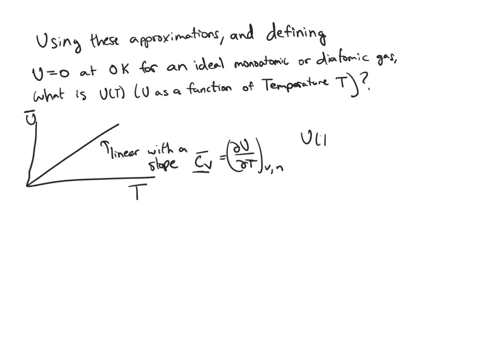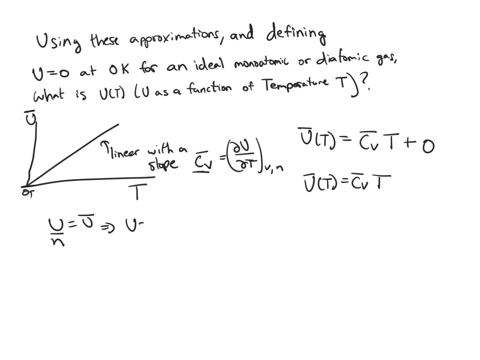So we can write that U at some later temperature, since this is just the equation of a line, is equal to CV bar times T plus the y-intercept. We're defining that at 0 Kelvin, the internal energy has to be equal to 0, so this is plus 0. So U bar of T is equal to CV bar times T. We can get rid of the bars by multiplying everything by n, since U over n is U bar, so U is U bar times n, and CV is CV bar times n, where n is moles. Multiplying both sides by n, U is equal to CV times T.